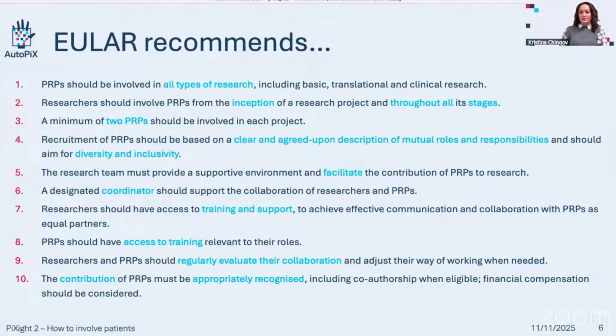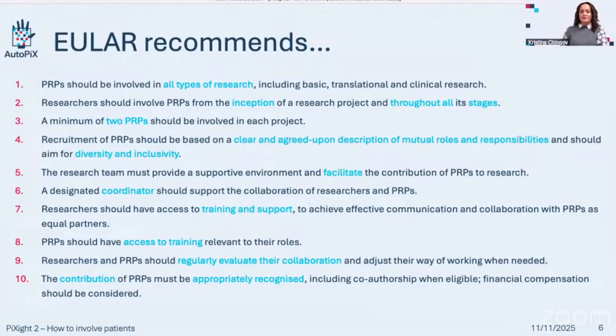And in practice, what we see is that when you have multiple PRPs involved in complex scientific projects, this person is actually essential to drive forward the meaningful patient involvement. Of course, training should be provided to both researchers or other consortium partners or people involved in the research projects, in addition to the patient research partners.